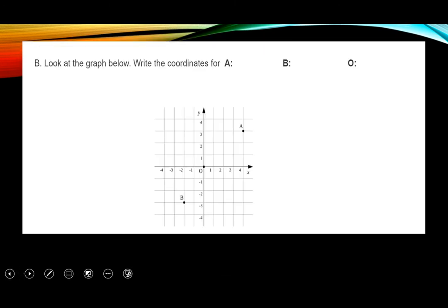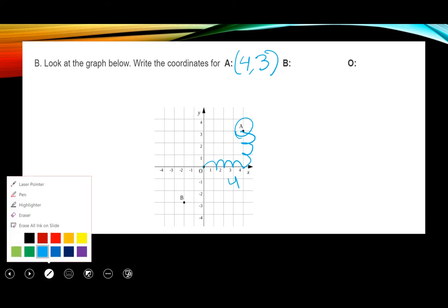All right, now we're going to actually take a look at where these are already plotted. Here we are 1, 2, 3, 4 over. So that's going to be 4 for my X in the positive direction. And then how many up? Well, it's going to be 1, 2, 3 up, again in the positive direction.